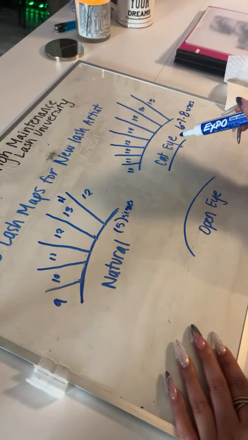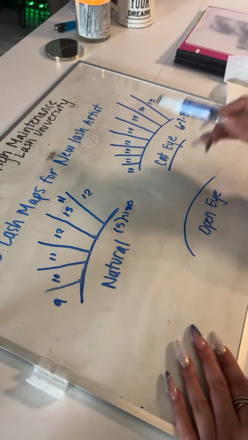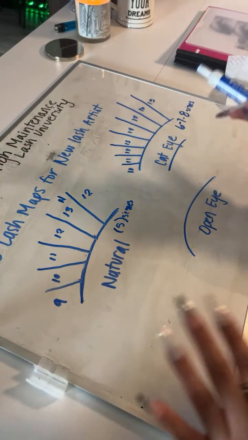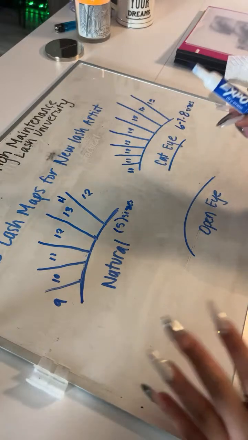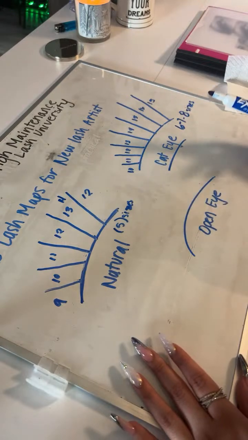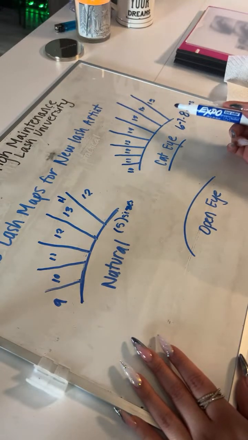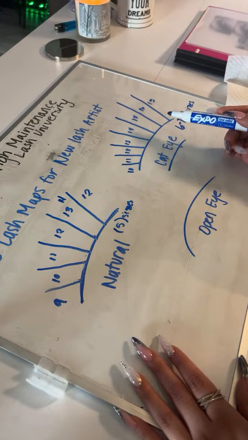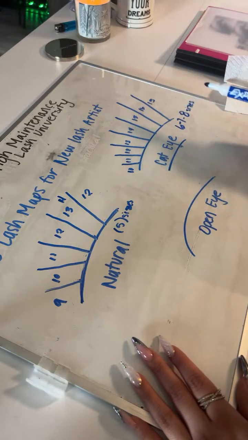All right, that's what we want to see. And of course we can play around with these different lengths. I'm gonna go in and we're gonna do some different lengths that way you can see, but this is basic mapping for new lash artists. Okay, so if your client was like, I want a cat eye, I want the outer corners to be really long and pretty, then this is literally the same mapping that you could follow.